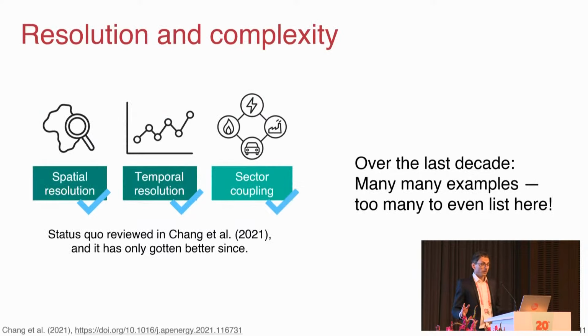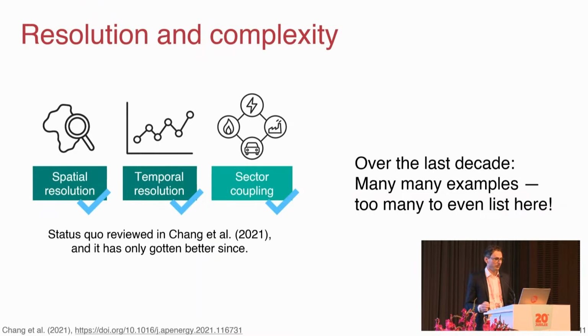So, resolution and complexity. I'm just going to say, as I've said already, that we've really made great progress on these. Spatial resolution, temporal resolution, sector coupling, this technical complexity of having sector-coupled models. When I was preparing for this, I thought I would show some examples and the evolution of all this through time. But to be honest, I would run out of time simply doing that. There are so many examples to list, including examples from many of the people in the room here.